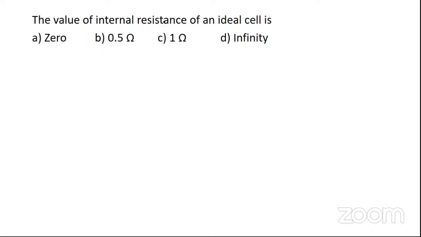The value of internal resistance of an ideal cell is always 0, because when the internal resistance is 0, it offers, yes, Anish, right answer, no hindrance to the current. Yes, we are doing current electricity. Alright, let's move ahead.